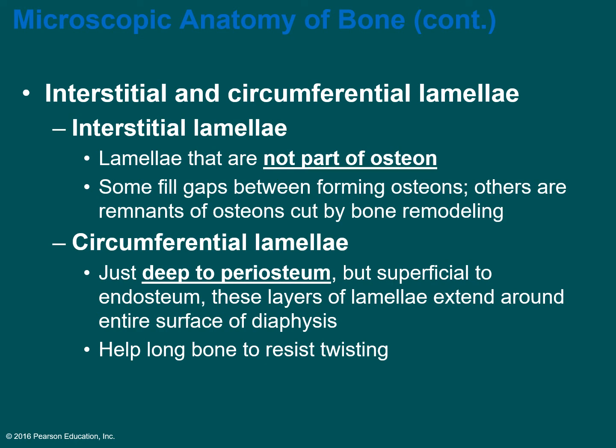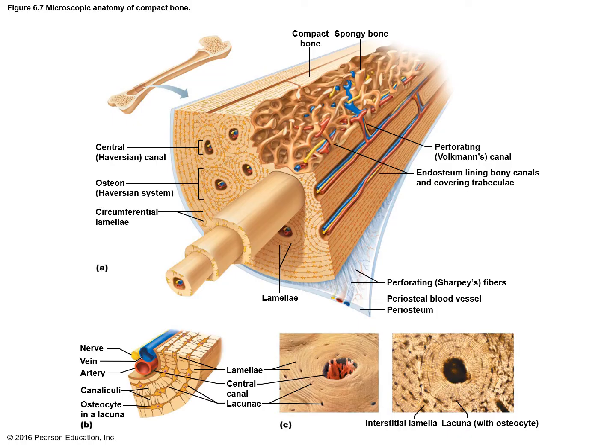Interstitial lamellae are not part of the osteon. They fill gaps between the osteons. Circumferential lamellae are running just deep to the periosteum. They help to resist or prevent twisting. So I think it's easiest when you can see it here on this diagram.